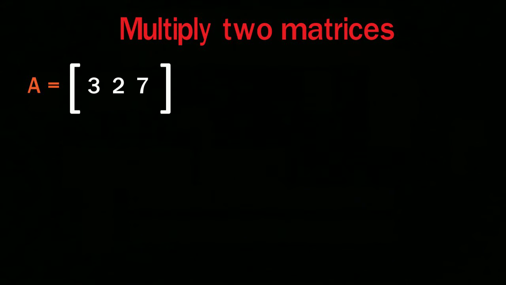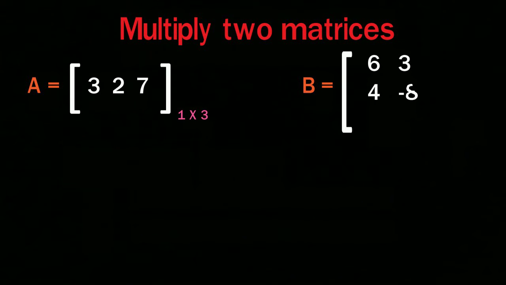Hello everyone, in this video we are going to learn how you can multiply two matrices. Let's say we have the first example, matrix A: 3 2 7. So this is a 1 by 3 matrix, and we have another matrix B which has the elements 6 3 4 negative 8 5 7, and the order of matrix B is 3 by 2.